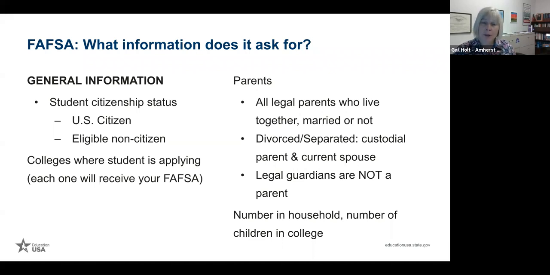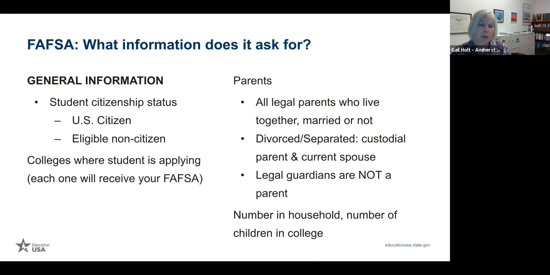Parent information is included on the FAFSA, and it's possible that students are US citizens but the parents are not, and that's totally fine. It's the student that needs to be eligible to file the FAFSA and needs to be either a US citizen or an eligible non-citizen. So all legal parents of a student who live together, whether they're married or not, will be reporting their information on the FAFSA. But if parents are divorced or separated, it's only the custodial parent and their spouse that are listed and reporting information as parents. And if a student has a legal guardian, that is not considered a parent.